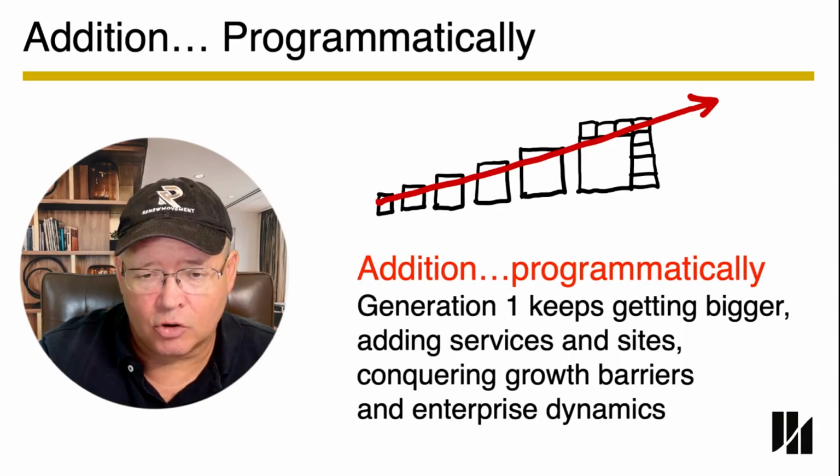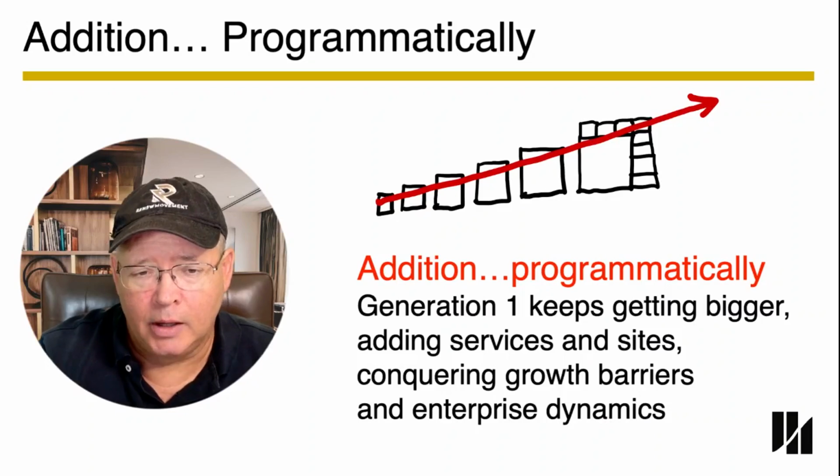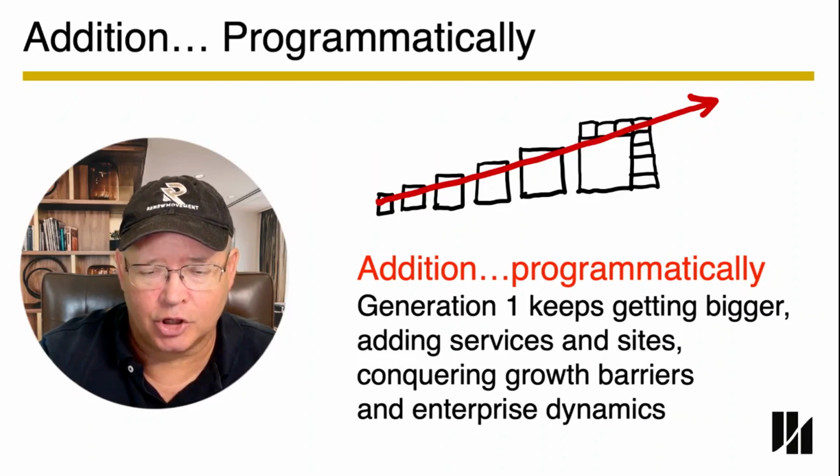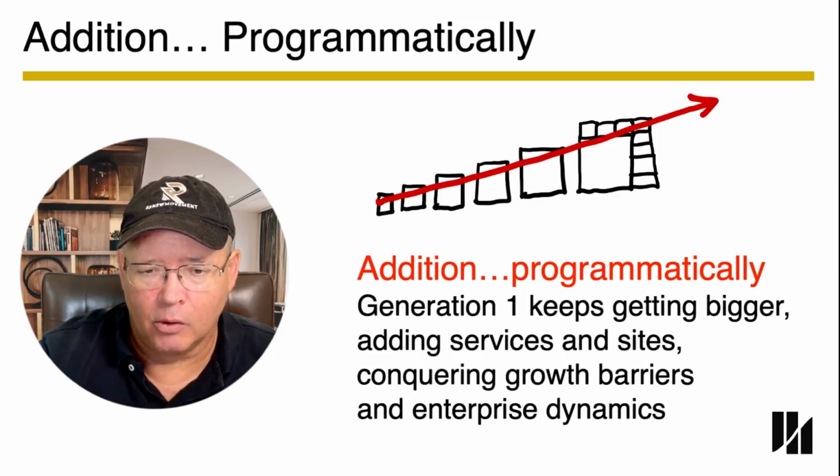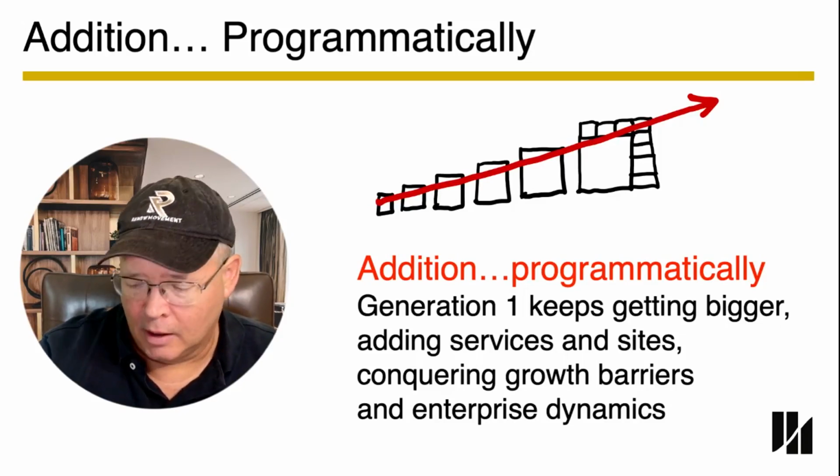We add services, we add programs. That last cube to the right represents the addition of sites and campuses, which is another form of addition and not reproduction. So in programmatic addition, we're taking action for the institution to programmatically grow. That's our first form of addition.